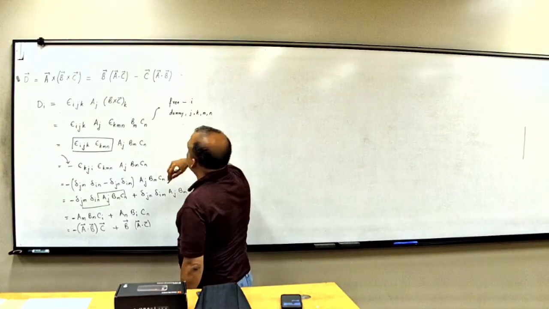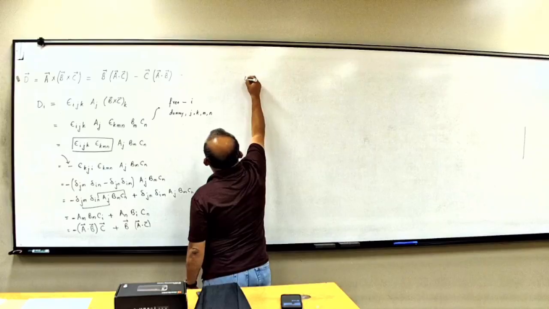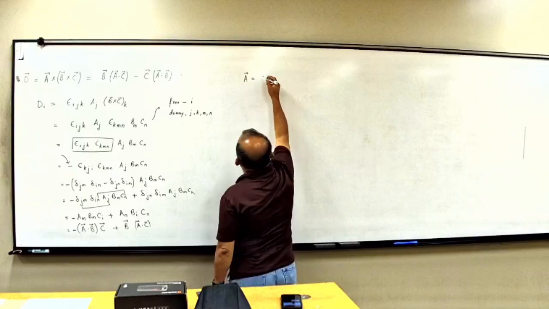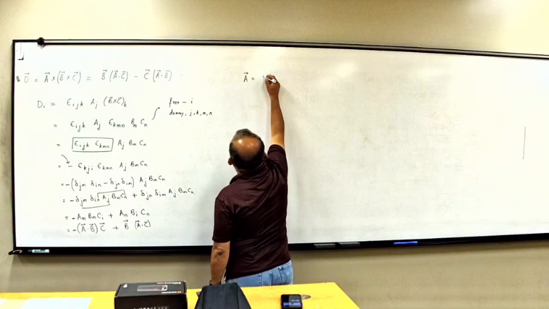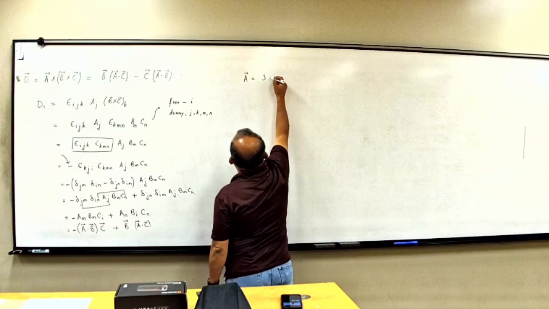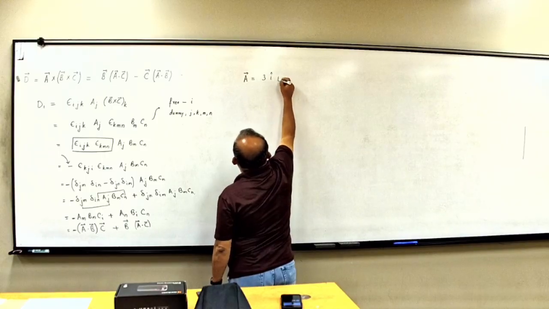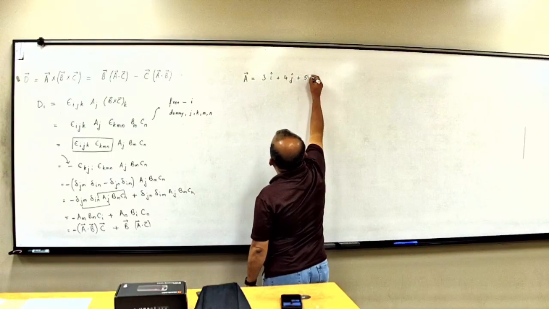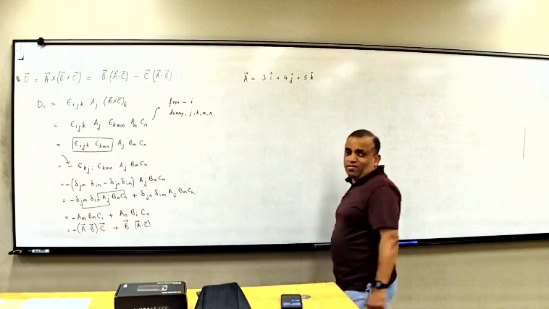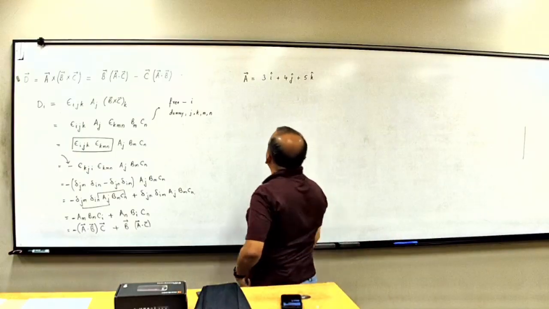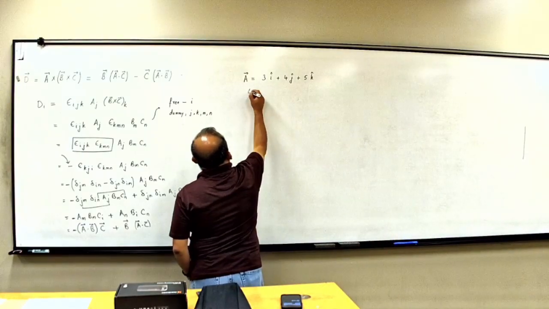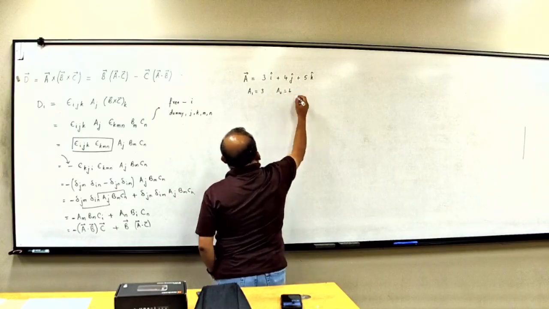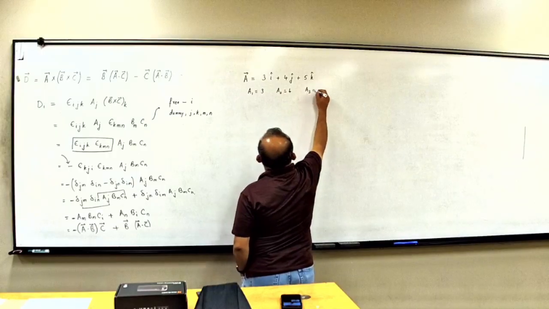Let's go back and think of a vector. A vector is usually, let's say, 3 i hat plus 4 j hat plus 5 times k hat. That's an example of a vector. Here of course we have a1 is equal to 3, a2 is equal to 4, and a3 is equal to 5. Right.